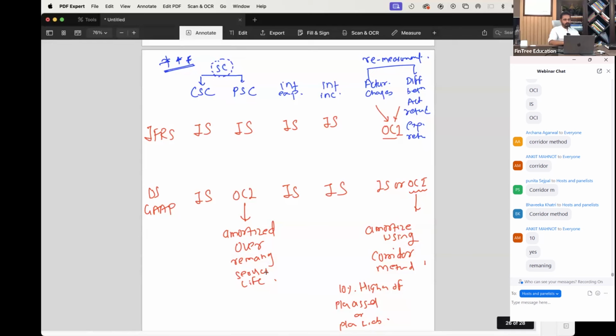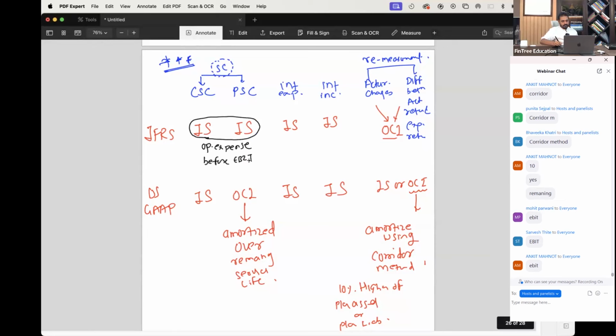Are we done? No, because we still have to do some more nuances on this. Okay, what nuances? It gets a little technical. Let me open my teaching notes here. Under IFRS, these items are shown as a operating expense. That means they are before EBIT.